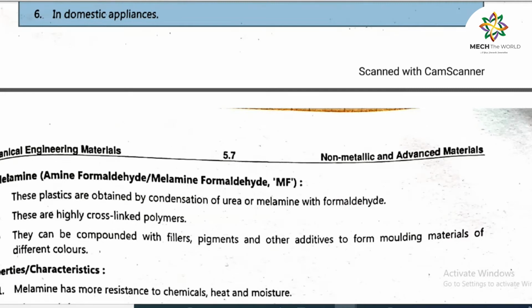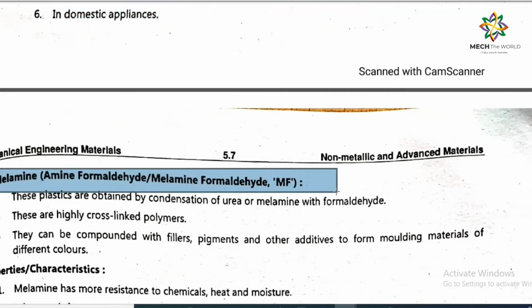Then the second type of thermosetting plastic is melamine, which is also known as amine formaldehyde or melamine formaldehyde or MF. These plastics are obtained by condensation of urea or melamine with formaldehyde. So again condensation polymerization is going to happen. The compounds used to make melamine are melamine or urea. As all of you know, urea is a type of fertilizer. So that same urea or melamine is used to make melamine or amine formaldehyde along with the formaldehyde.